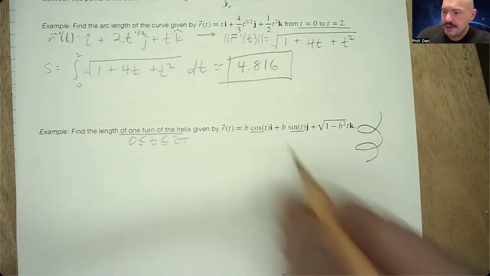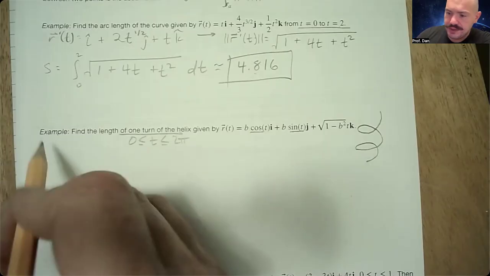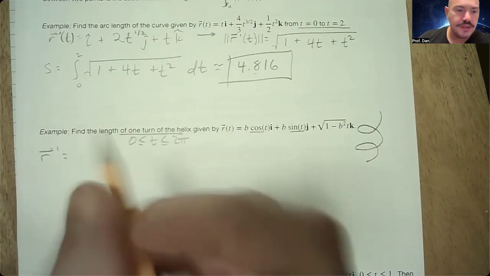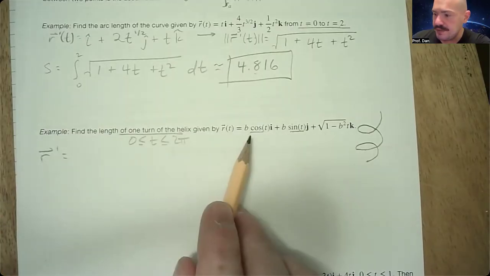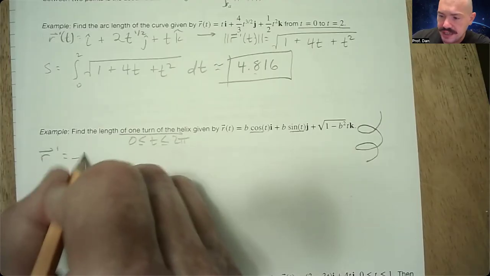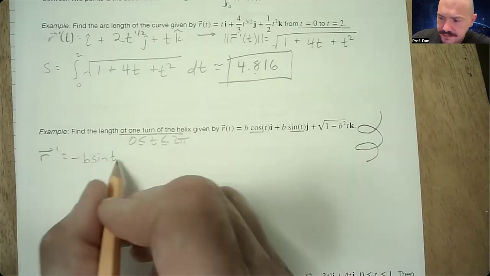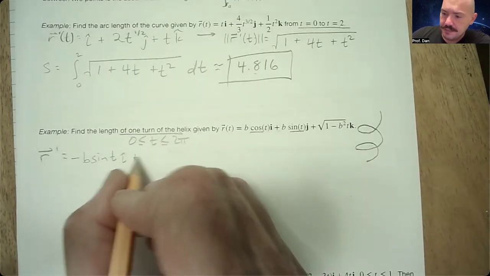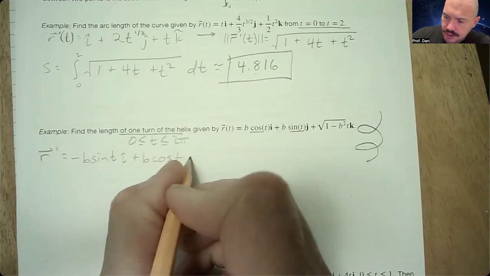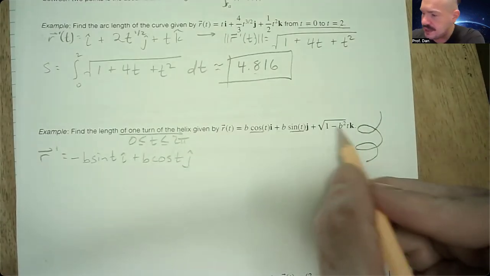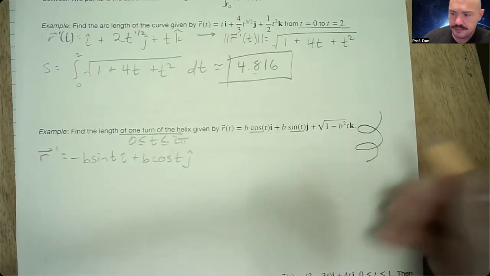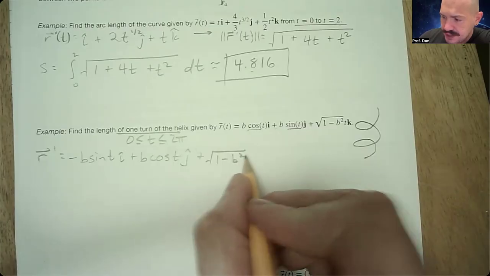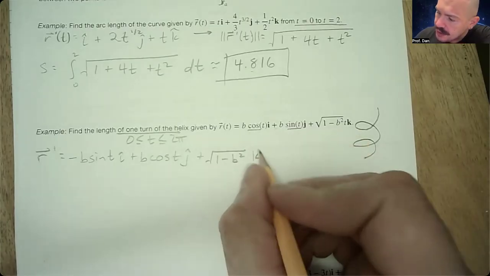So now we have the bounds for our integral. We do, however, still need to go and find r prime and the magnitude of that. So r prime, derivative of b cosine t, we get negative b sine of t, i. Derivative of b sine t, we get b cosine t, j. And then derivative of this thing, t, would just be that thing. It's a constant. It's like if you have a number t, and that's the k component.